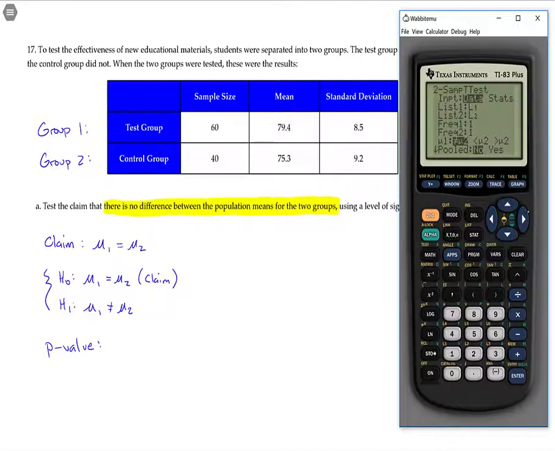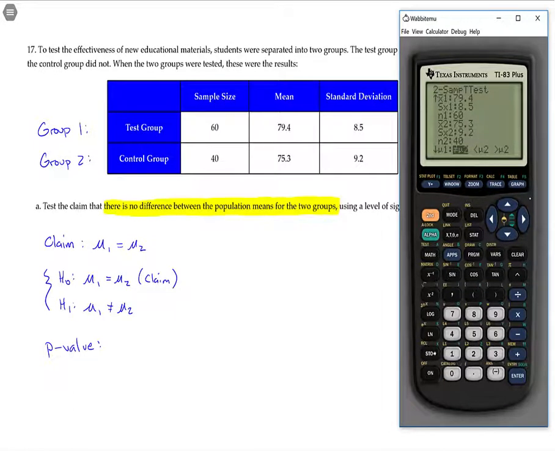All right, the input, we don't have the data from the samples, we just have the resulting statistics of that data. So go to the stats mode and start inputting the information provided. So group 1 is the test group. Its mean was 79.4. That will go in for x bar 1. Its standard deviation was 8.5, and the sample size was 60. Then the mean of the control group, 75.3. Standard deviation, 9.2. And sample size there is 40.